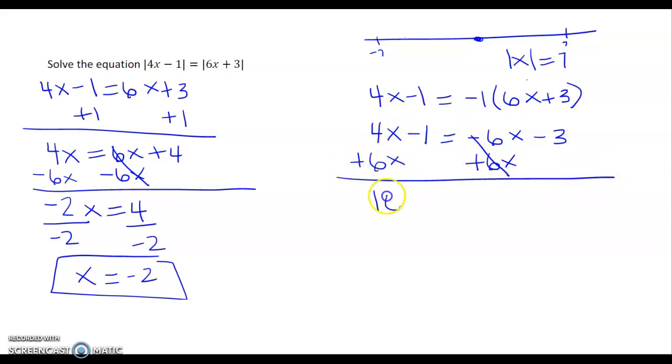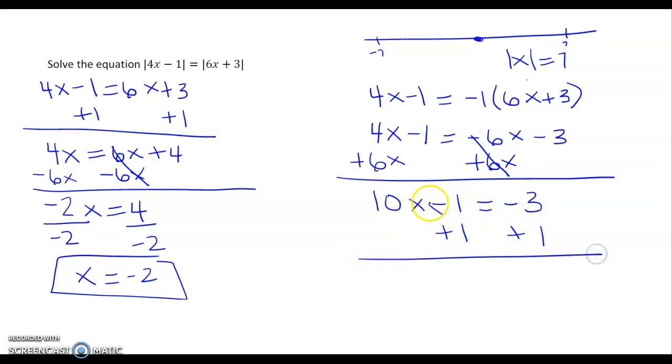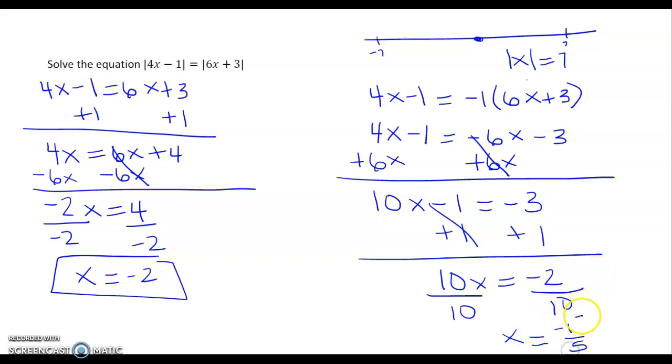4x and 6x, we get 10x minus 1 equals a negative 3. Add 1 to each side. Those cancel. We get 10x equals negative 2. Finally, divide by 10. Be careful on this stuff. It can be easy to let it flip in our brain, but it is actually negative 2/10. And so that will simplify. They both divide by 2, so it'll simplify to negative 1/5. So these are our two answers.